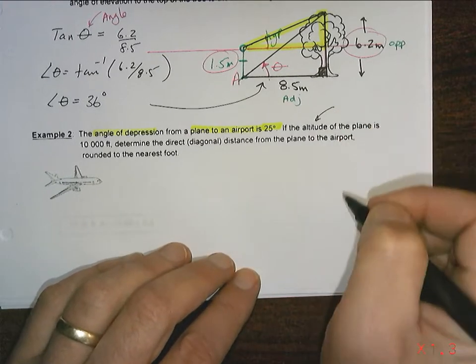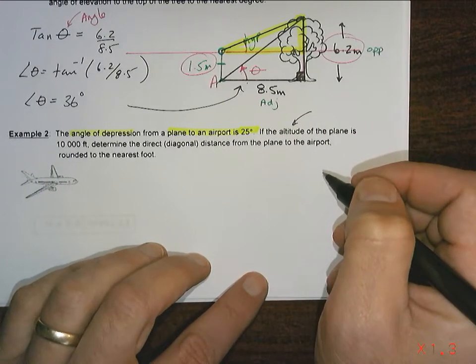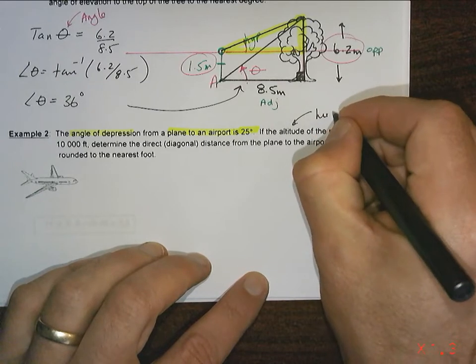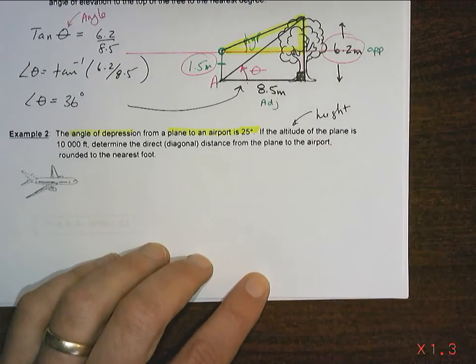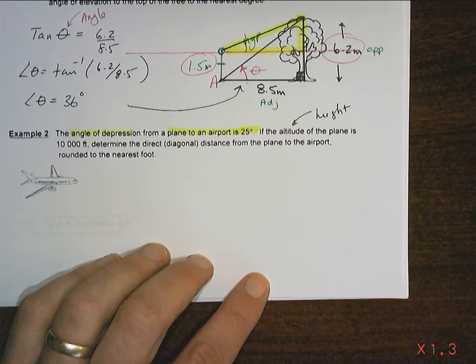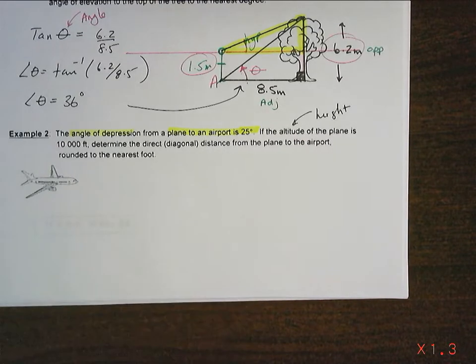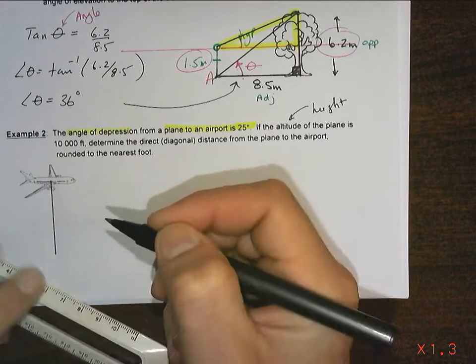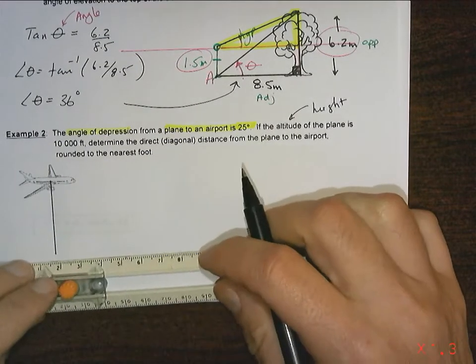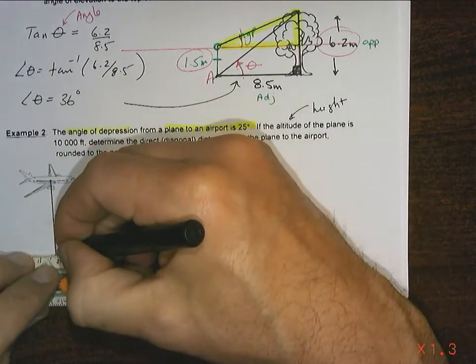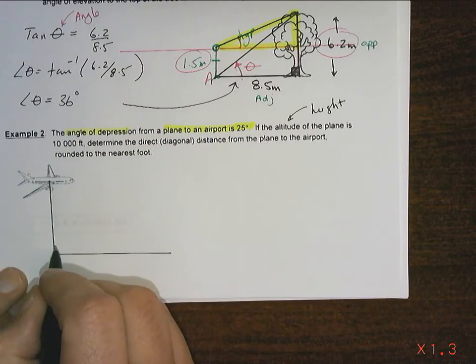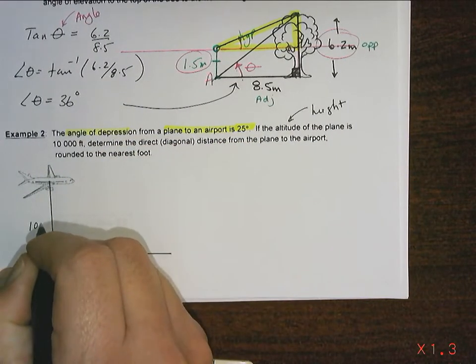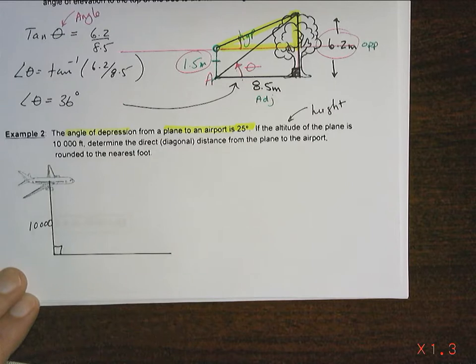What word can we substitute for altitude? Yeah, height. That's right. So the height of the plane is 10,000 feet. Now, when we talk about the height of the plane, don't we generally mean straight up and down? Right? So it's the vertical distance to the plane. So our height is 10,000 feet. Does that make sense to everyone?